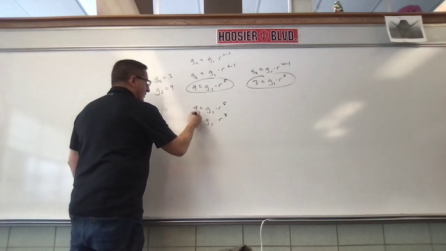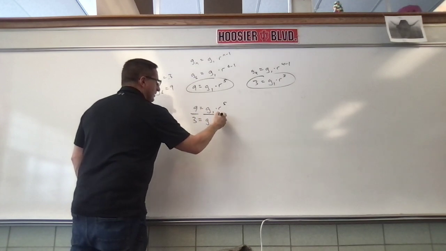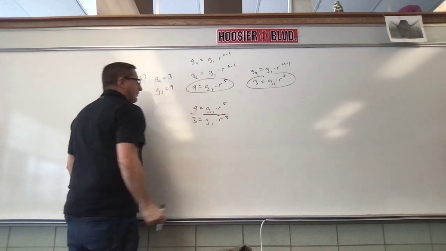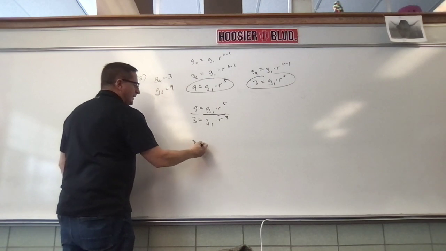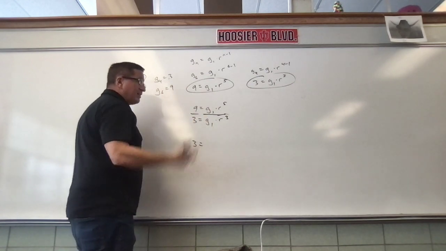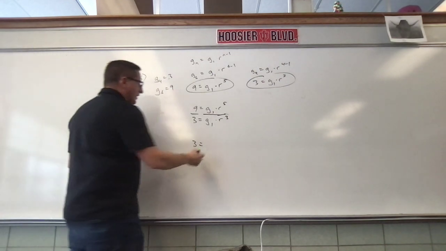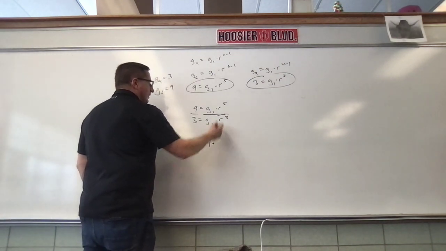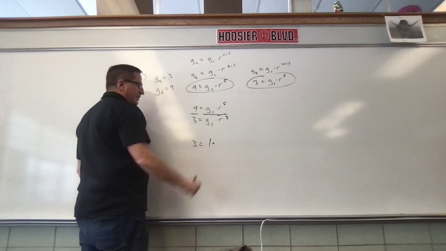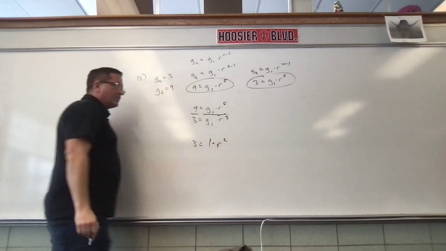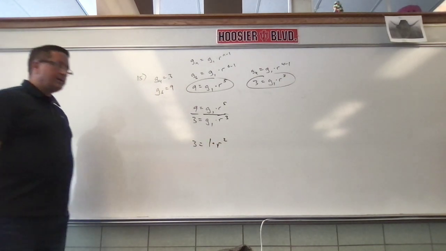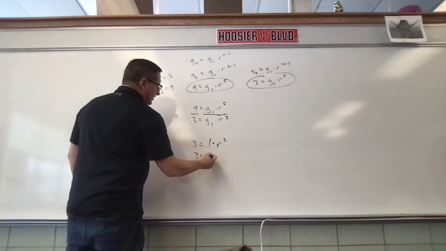Take this, divide this by this, divide this by that. If I do that, we get 9 divided by 3, which is 3. G sub 1 divided by G sub 1 is 1, which is just nothing. Okay, I'll write 1 there. Times, what's R to the 5th divided by R to the 3rd? R to the 2nd. When you divide, you subtract. So we have 3 equals just R squared.